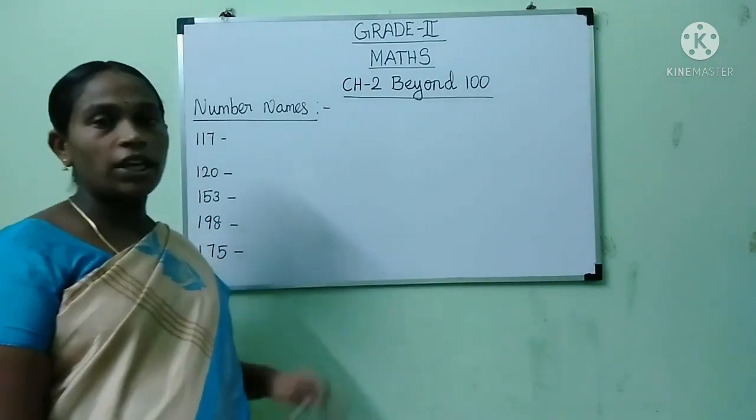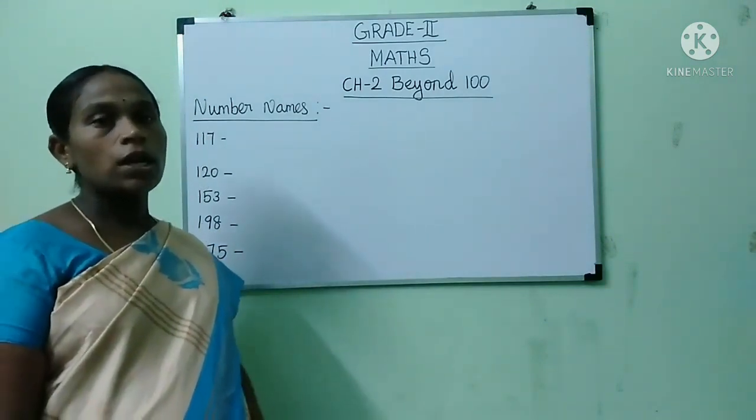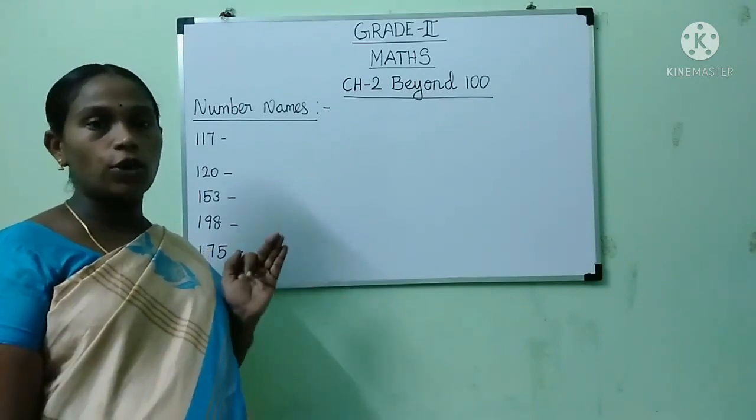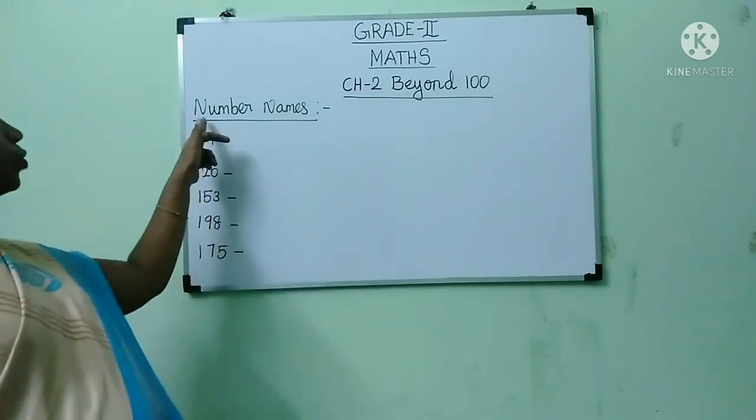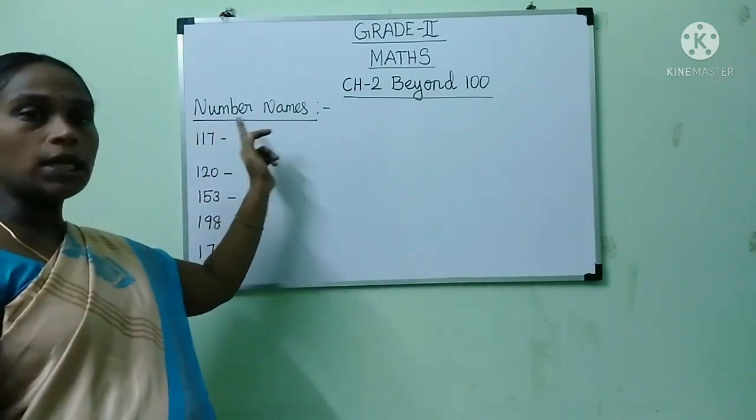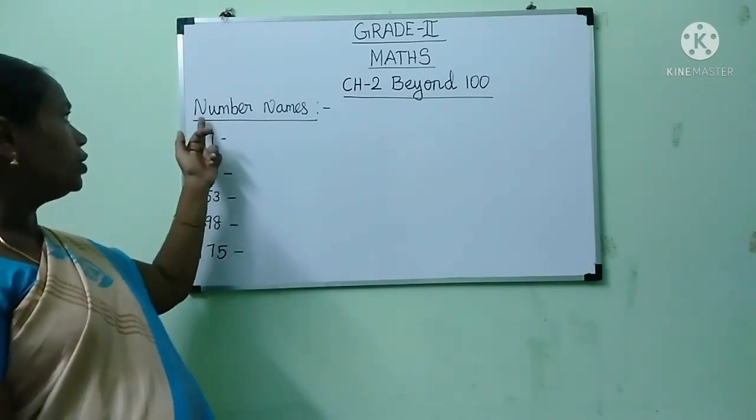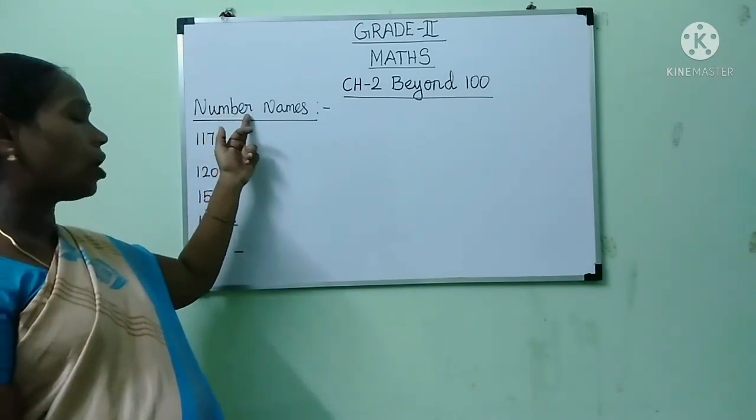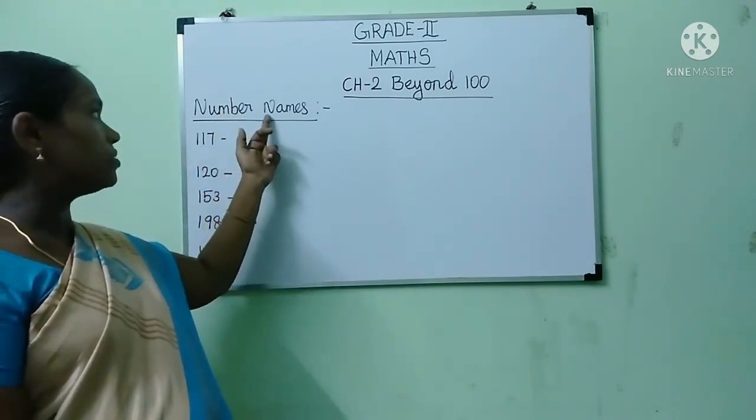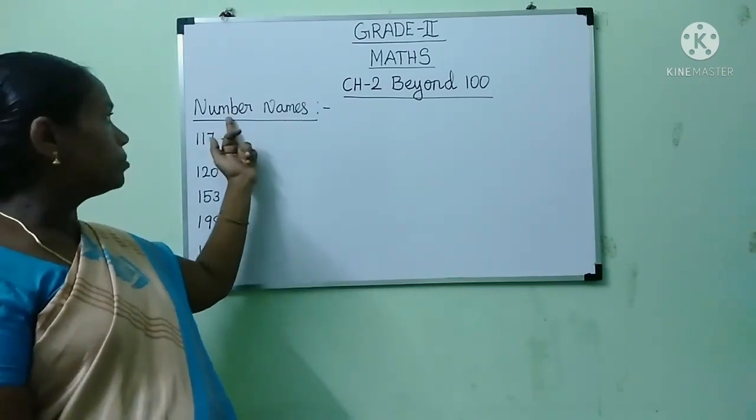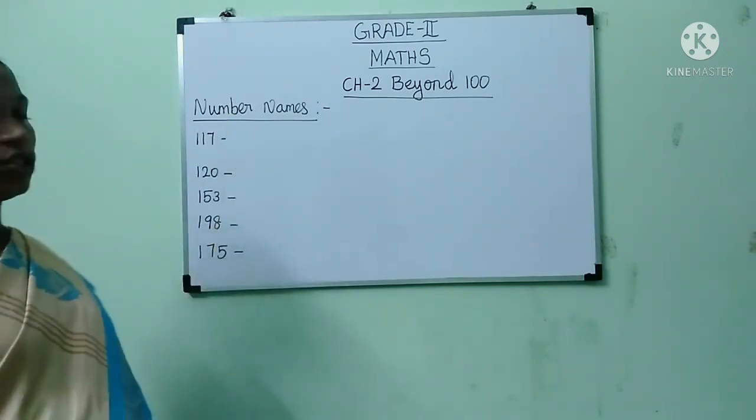Listen, children. Now take your book, page number 15. What is the page number? 15. Take your book. What is this topic? Number names. N-U-M-B-E-R, number. N-A-M-E-S, names. Number names. Are you clear, children?